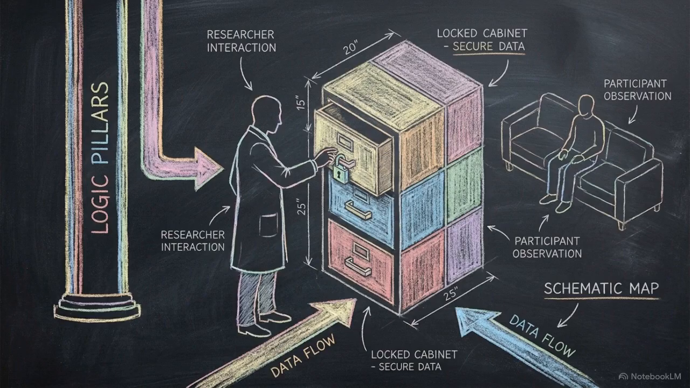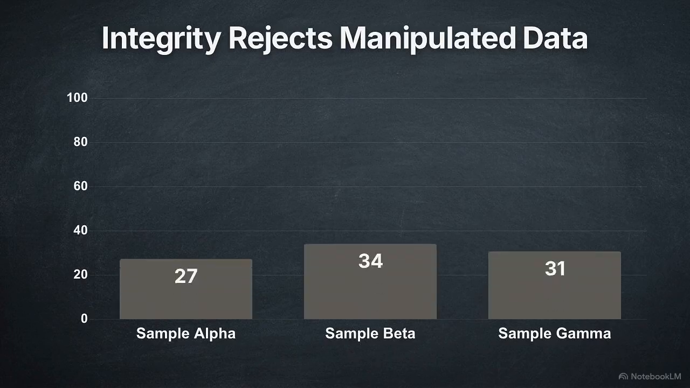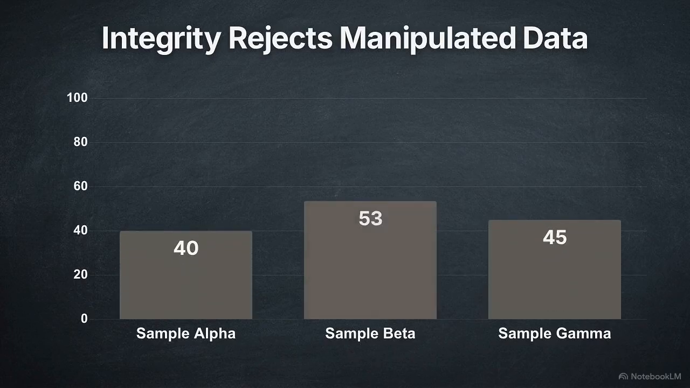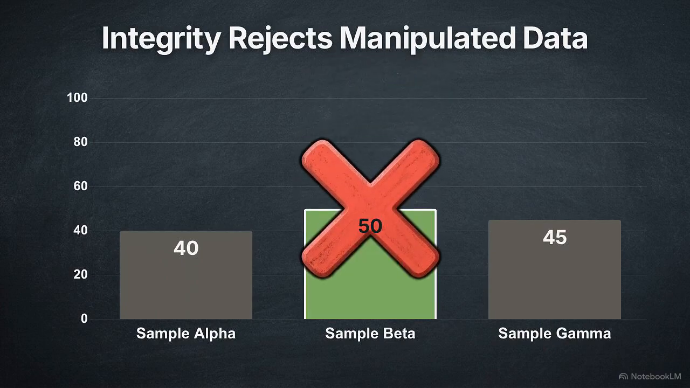Research ethics act as the moral governance of the study, regulating how participants are treated and how their data is managed. One primary protocol is informed consent. This ensures that participation is voluntary and based on a clear understanding of the study's goals. Furthermore, scientific integrity demands total honesty. This includes the absolute prohibition of plagiarism and the manipulation of results.